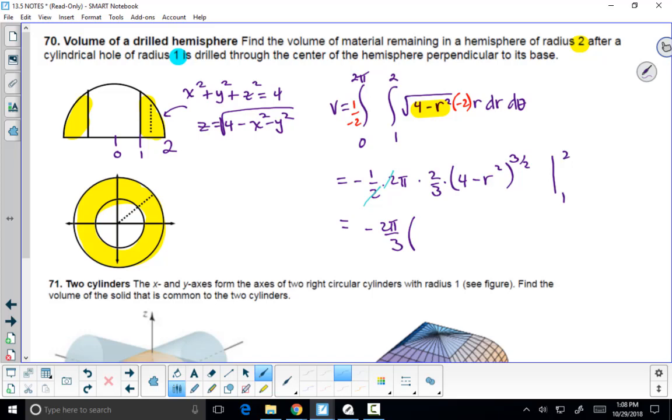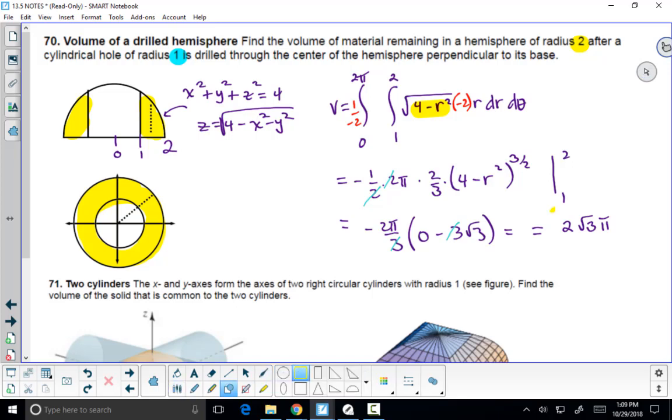Plugging in the 2 gives us 0, minus 3 to the 3/2. That's 3 root 3. Yay! Hey, look, 2 negatives equals a positive. The 3's cancel. This is amazing. So then we end up with 2 root 3 times pi. So that'll be our volume.